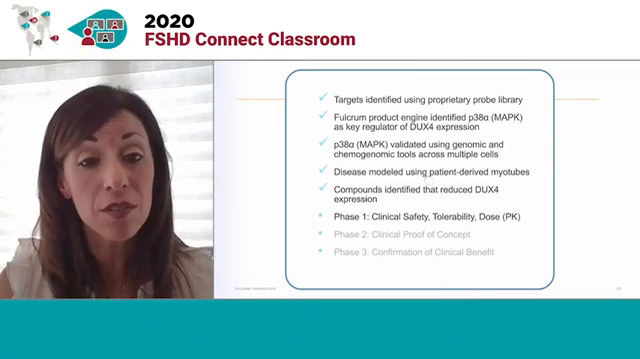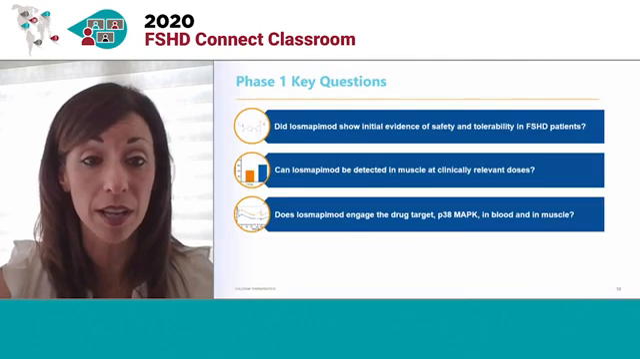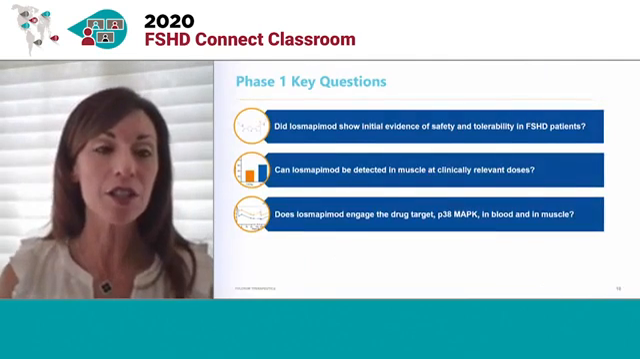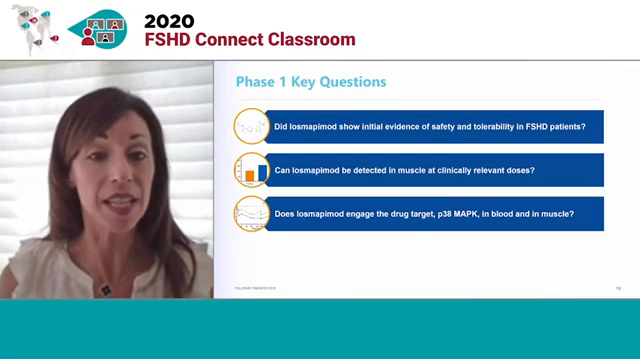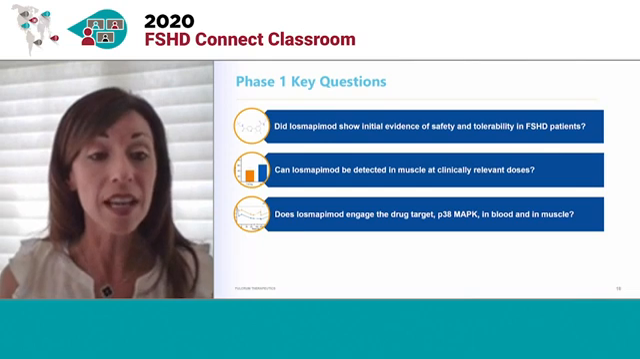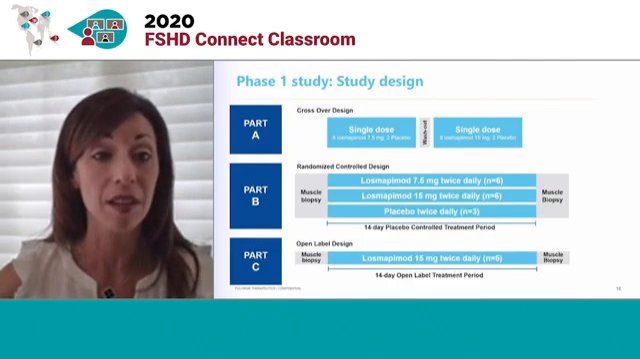In phase 1, we usually evaluate clinical safety and tolerability, and it can also help with dose selection. So the key questions we asked in our phase 1 program are: does losmapimod show initial evidence of safety and tolerability in FSHD patients? Can losmapimod be detected in muscle at clinically relevant doses? And does losmapimod engage the drug target, p38 MAP kinase, in blood and in muscle?